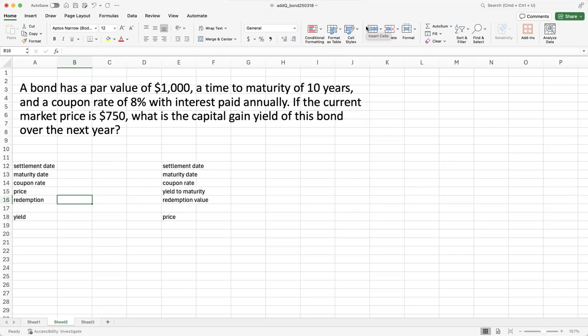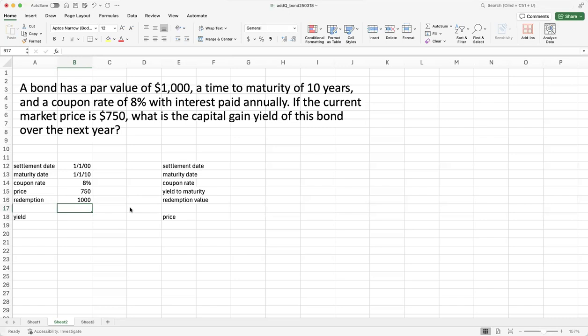To solve this problem, let's start by trying to understand this bond. First, this bond has a maturity of 10 years. Assume you bought the bond on January 1st, 2000. So that becomes the settlement date of the bond. The maturity date is 10 years later, in 2010. The coupon rate is 8%. Its current price is 750. Its face value or redemption price is 1,000.